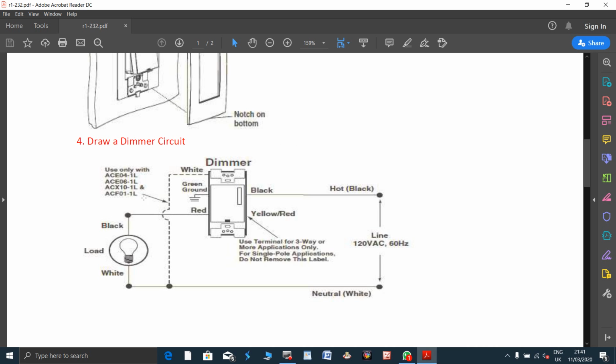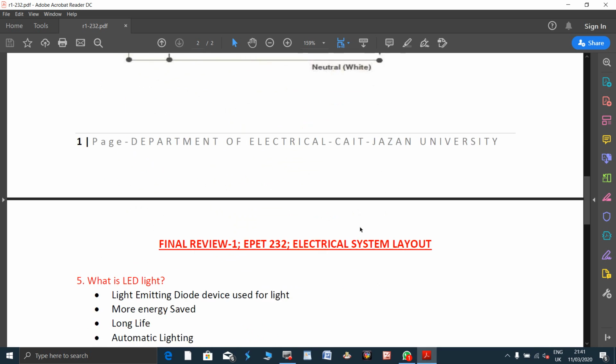Here you have connection to the ground, and this is the wire. So in short, in examination, if this question is asked, you can just draw the lamp and this red and white wire and the connection, and just write the line. That's sufficient for examination for a 2 marks question.